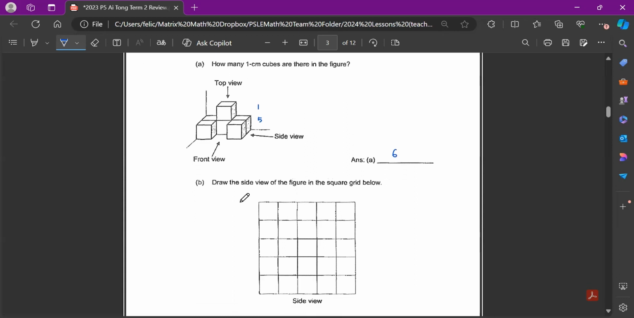Part B asks us to draw the side view. Side view is indicated here. If we look at the bottom layer first, you'll notice there should be 1 square and 2 squares, these 2 squares. The back squares should be hidden by these 2 squares. From a side view, because it's 2 and 2, the maximum is 2 squares at the bottom layer. I'm just going to shade it so that we can tell where the 2 squares are.